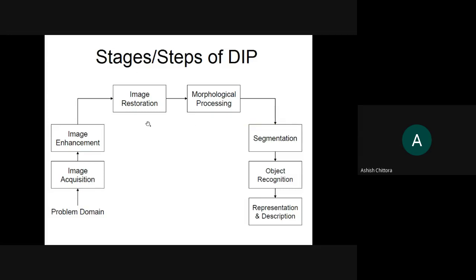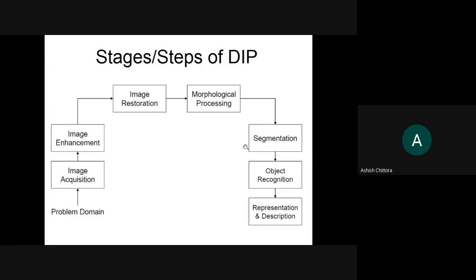So up to here, up to image restoration, this is called low level image processing. Then we come to the mid-level image processing, which consists of morphological processing, segmentation, and representation and description. Morphological processing will consist of working on binary images, or separating the foreground and background using morphological techniques.